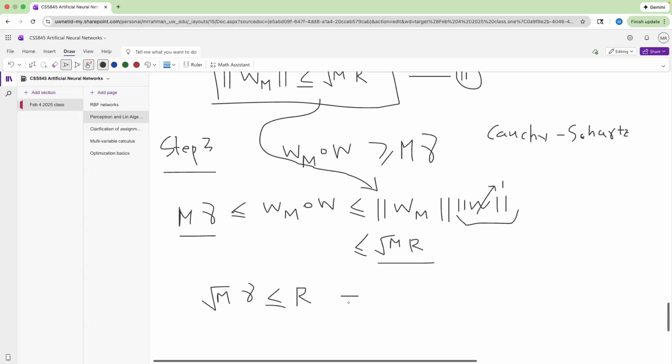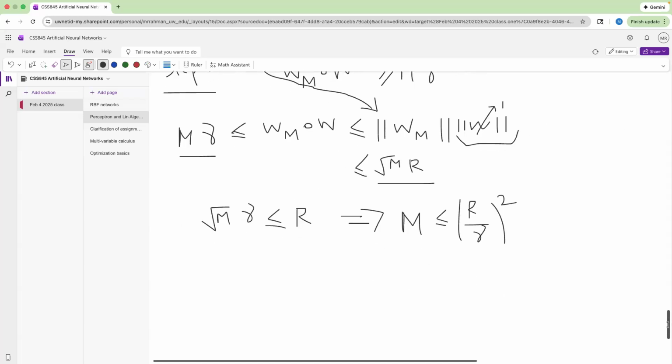And then from here, we get that M is less than or equal to R divided by gamma square. Okay. And that's actually the end of our proof.